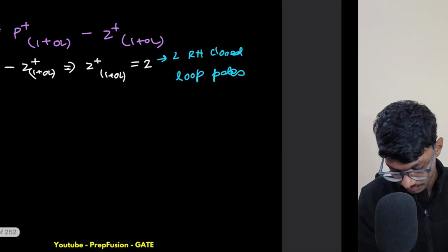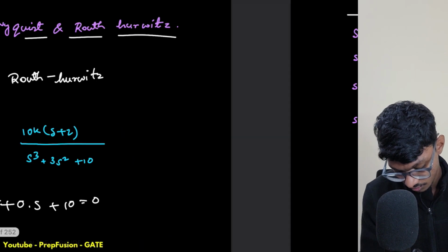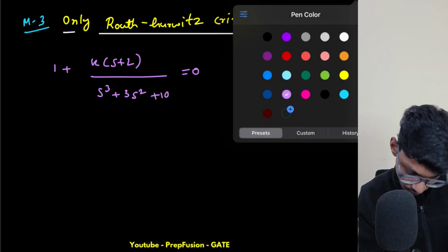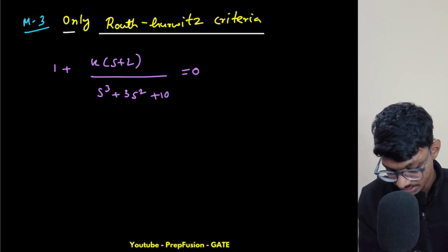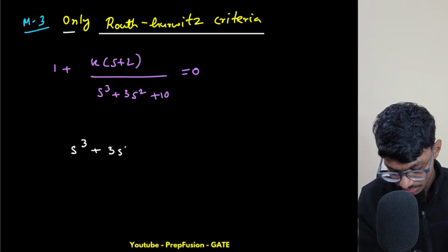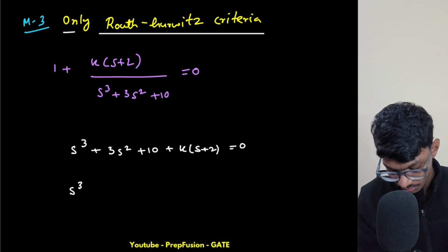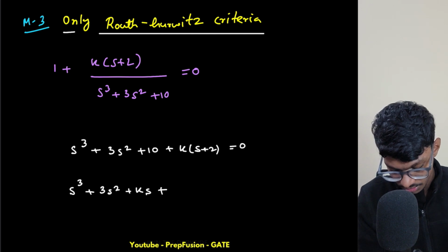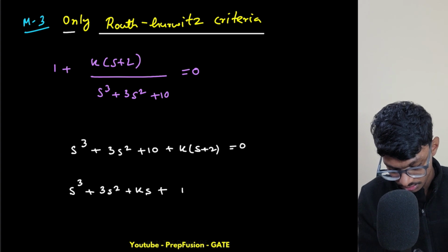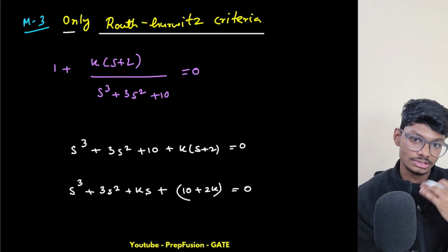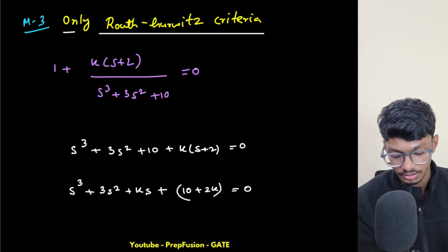And we have s cube plus 3s square plus 10 equals to 0. So basically this becomes s cube plus 3s square plus ks plus 10 plus 2k equals to 0. We can obviously find the condition on the value of k for which the system will remain stable or unstable. That we can find with internal product and external product.